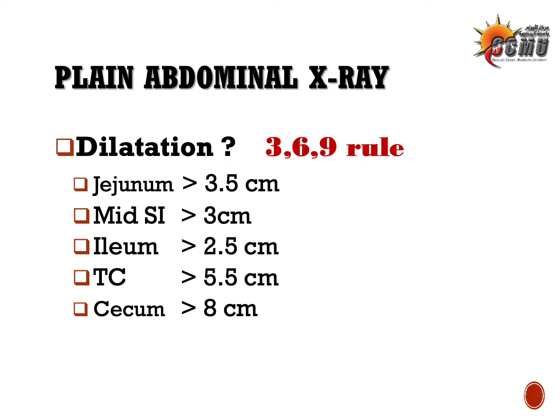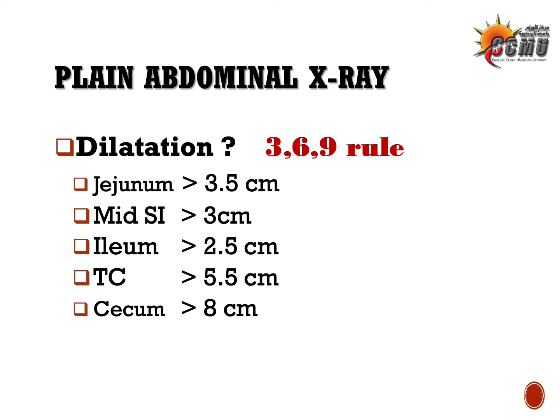So we're doing a plain abdominal X-ray film for a patient with query intestinal obstruction. So we're looking at a dilated bowel, whether large or small bowel. We have to know the 3-6-9 rule. That's the 3 centimeters, 6 centimeters, 9 centimeters rule of dilated bowels. These are the normal maximal diameters of the small intestine, the colon, and the cecum.